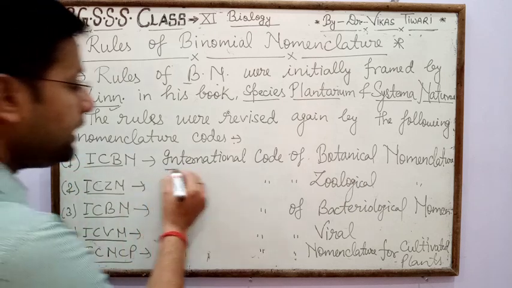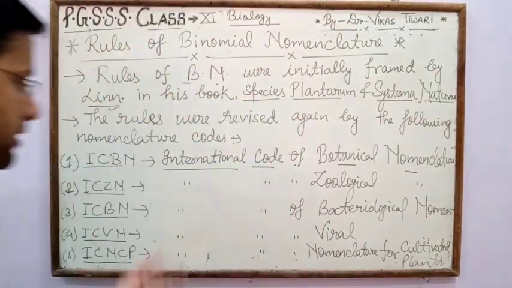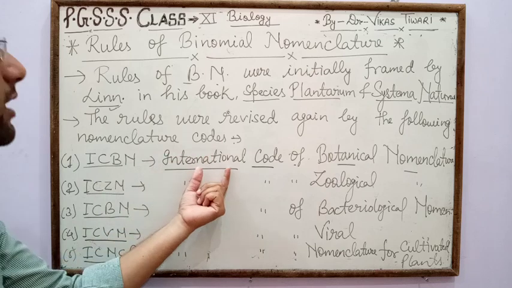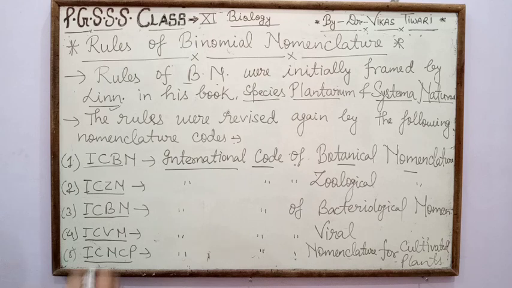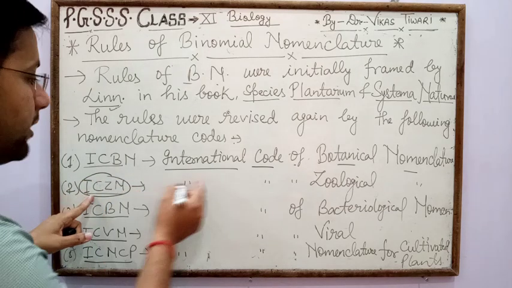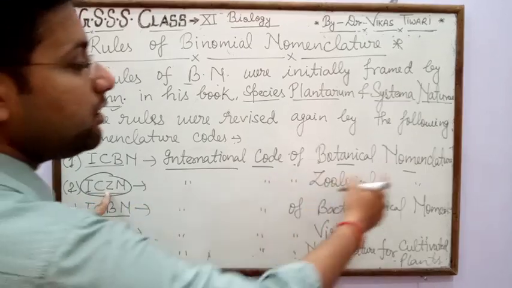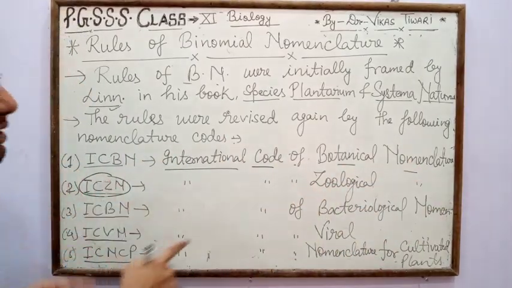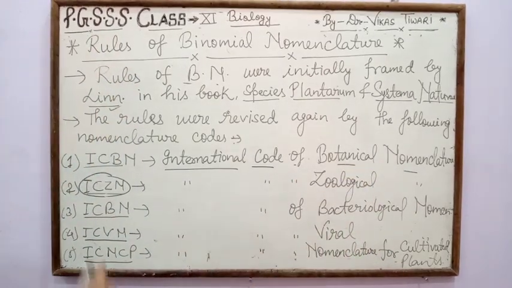So ICBN means International Code of Botanical Nomenclature. What is the full form of ICZN? I means International, C means Code, and ICZN is the International Code of Zoological Nomenclature. So ICBN means botanical nomenclature and ICZN means zoological nomenclature.